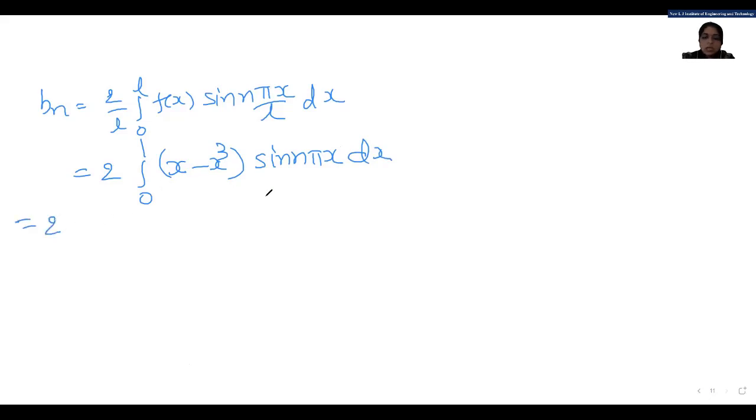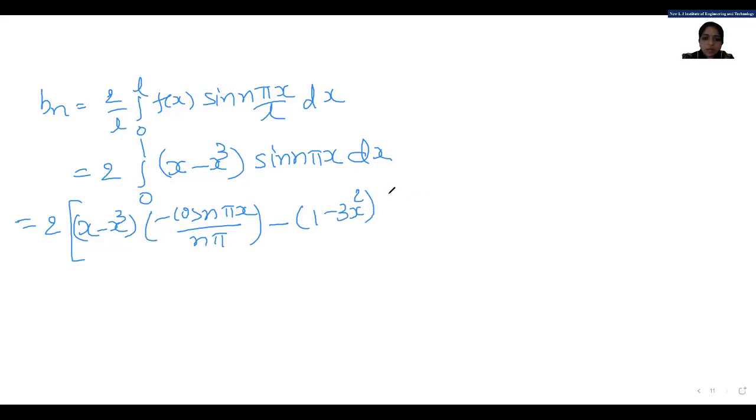Now, 2. By using Leibniz rule, x minus x cube, keep it same. And the integration of sine is minus cos n pi x, and the multiple of x is n pi, so upon n pi, right? Minus. The derivative of this x minus x cube is 1 minus 3x square. And the integration of this minus cos is minus sine n pi x upon n square pi square.